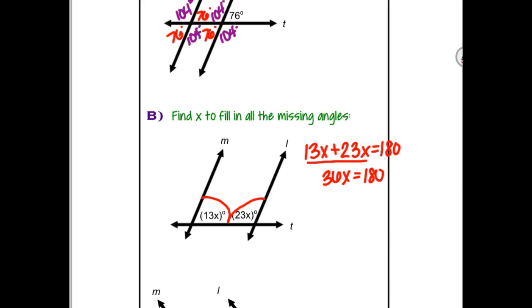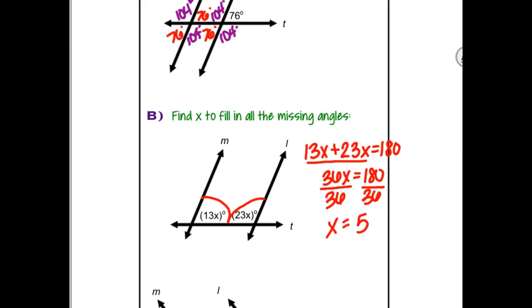I'm then going to divide both sides by 36. And I know most of you cannot take 180 divided by 36 in your head, so we're going to go ahead and get out our trusty dusty calculator. It asks us only to find x, so once we get this number, we'll have our answer. So 180 divided by 36 is 5.